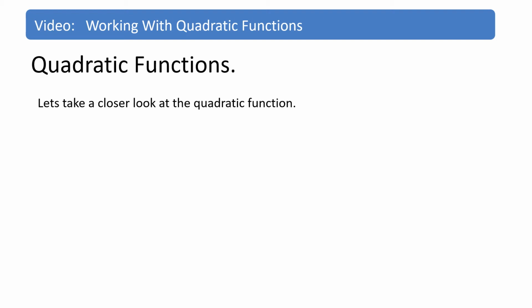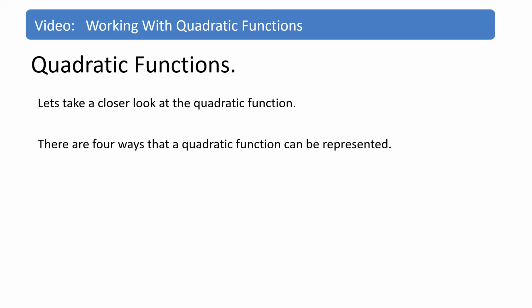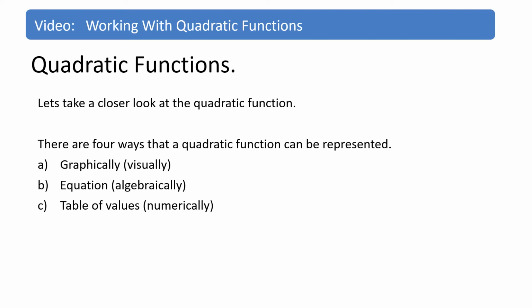Let's take a closer look at the quadratic function. There are 4 ways that a quadratic function can be represented. Graphically, which we could call visually; the equation, which is algebraically; the table of values, which is numerically; and of course words, which are verbally.